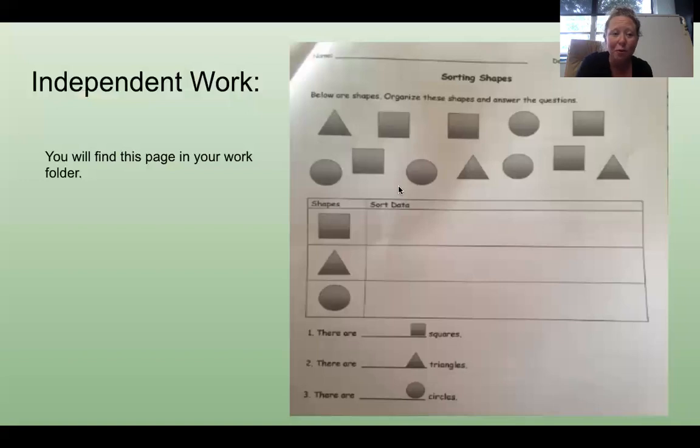Now it's time for your independent work. You will find this page in your work folder. This page is titled Sorting Shapes. Below are some shapes. Organize these shapes and answer the questions. So look at all these shapes. You're going to put them in the table or the graph. You're going to create a shape graph. And then you're going to answer the questions down at the bottom.